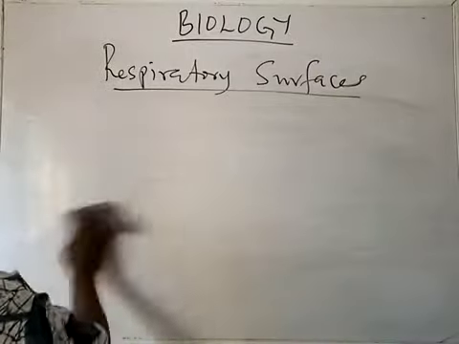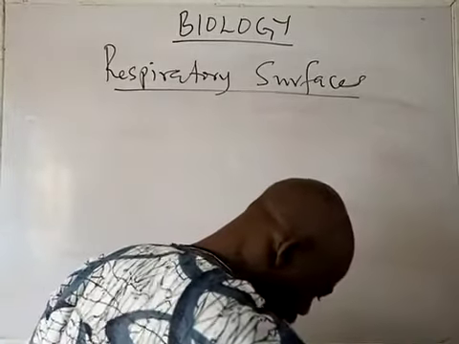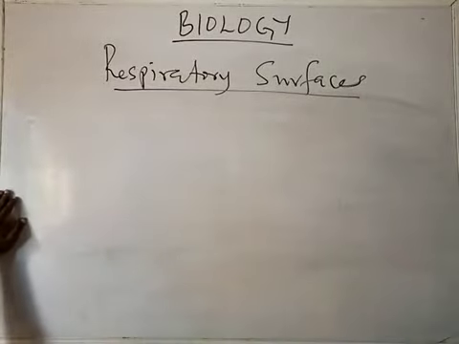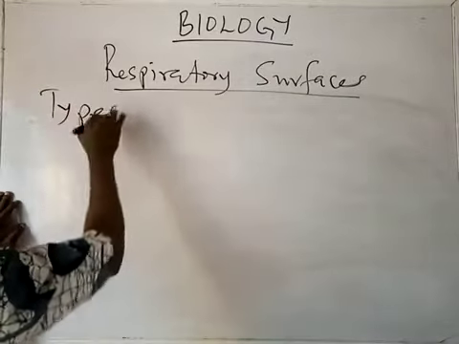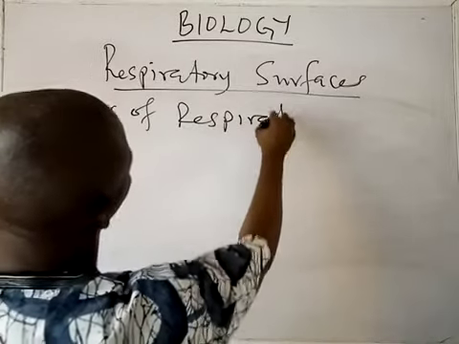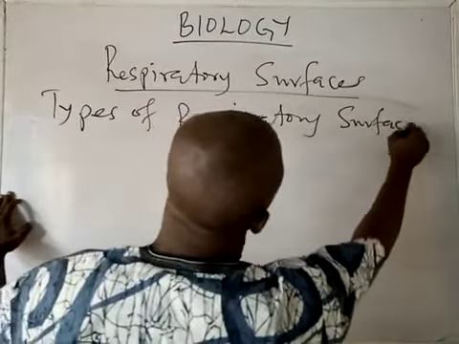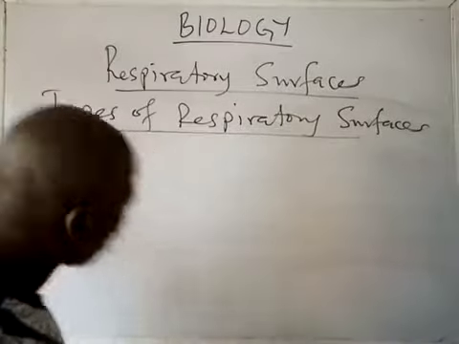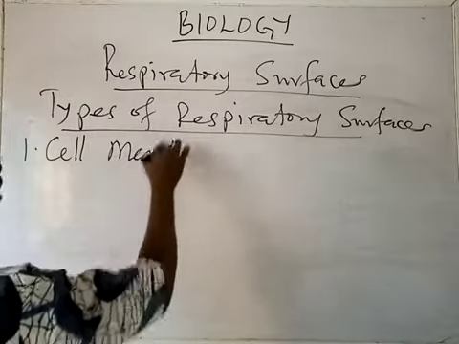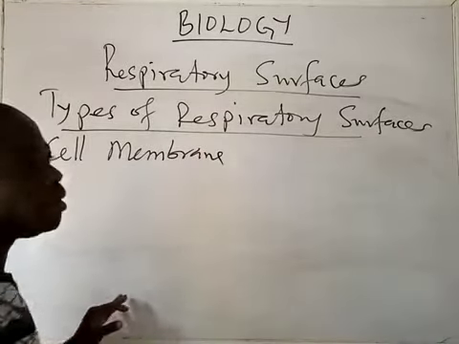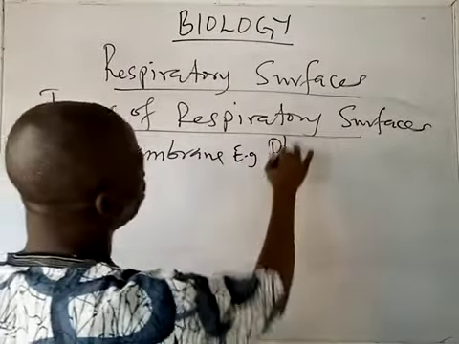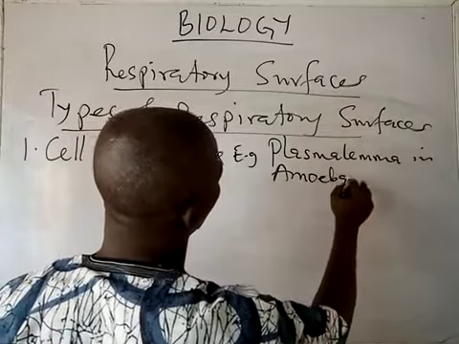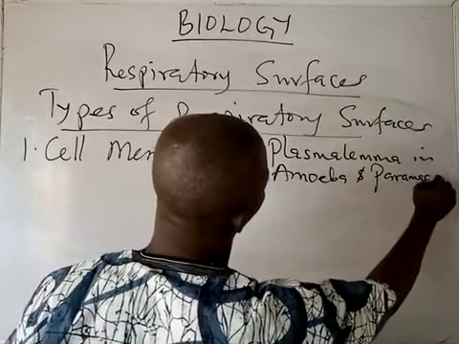Now, by respiratory surfaces, we are saying that different organisms have different respiratory surfaces. So we look at types of respiratory surfaces. The first one is the cell membrane. Example is the plasmalemma in amoeba and paramecium.